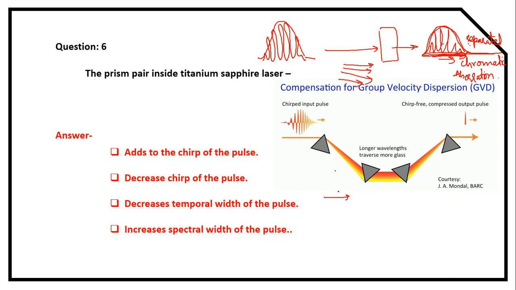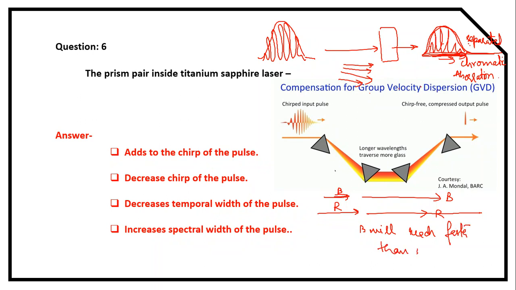Suppose I say that this is something blue and this is something red. As you can say, the frequency of B, say blue, is greater than that of red. Now if you ask them to pass through a straight path, B will reach faster than R, and that would be the reason for this aberration or dispersion which is caused.